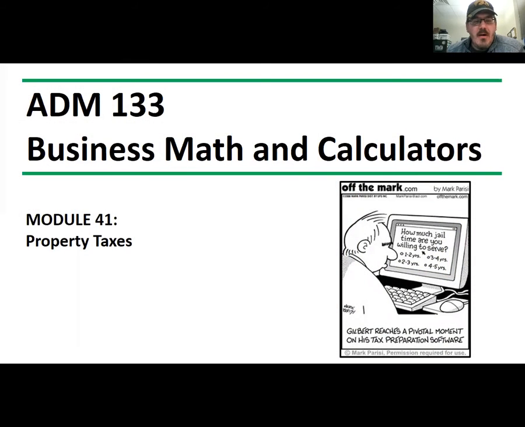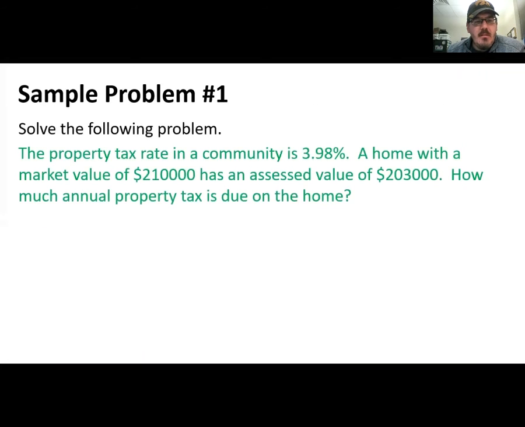All right, so let's go ahead and chat about some problems involving property taxes. Let's jump into our first sample problem. In this problem, we are looking at how to calculate the amount of property tax that's due on a home. The problem says this: the property tax rate in the community is 3.98%. A home with a market value of $210,000 has an assessed value of $203,000. How much annual property tax is due on the home?